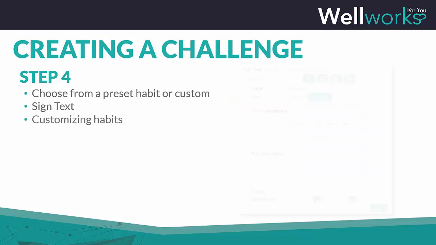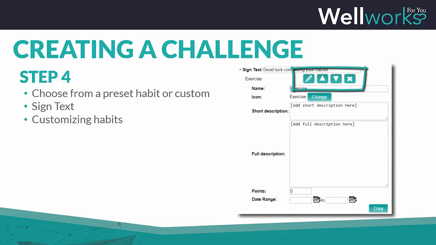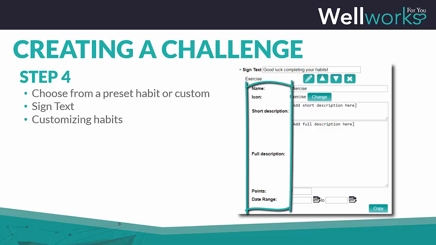There are 4 quick links next to each habit: Edit, Move Habit Up, Move Habit Down, and Delete. When you click the icon to edit the habit, you will be able to modify the name of the habit, the icon that displays for that habit on the dashboard, the short description, the long description, and depending on the challenge settings, this is also where you would enter points and/or date ranges.